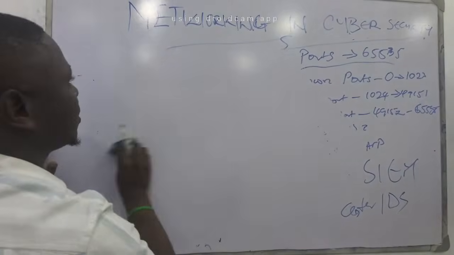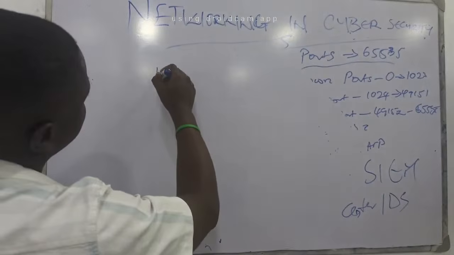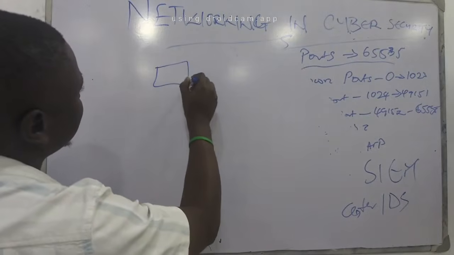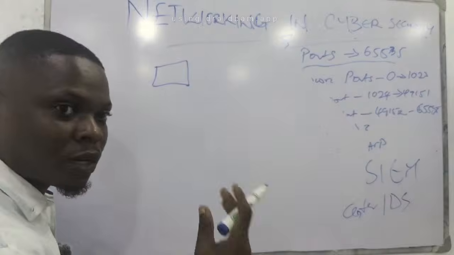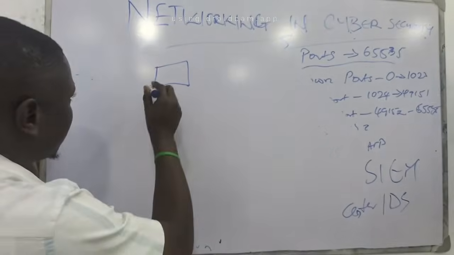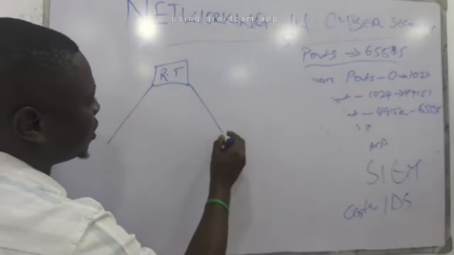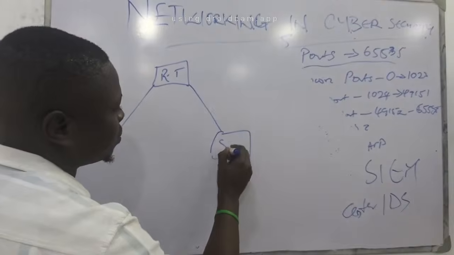All right. So let me say this is a typical network. I have a router here, right? I said a router is used in connecting multiple networks, right? And I come here, this is a router. Here now, I have one network here, a switch.